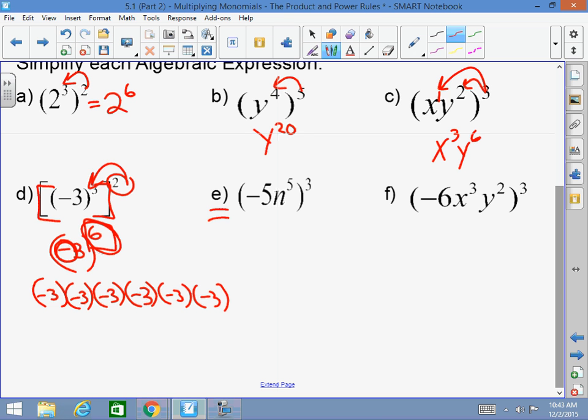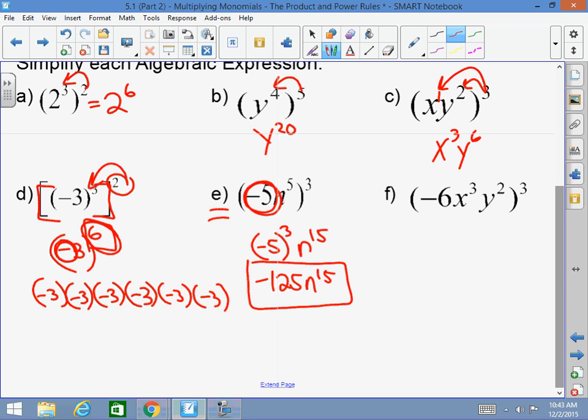So this is negative 5 to the third. Make sure that when it's in parentheses like this, you keep it in parentheses. This is negative 5 to the third and n to the 15th. Very good. Negative 5 to the third: negative 5 times negative 5 is 25, times the third negative 5 would be negative 125 n to the 15th. Did everyone see where that negative 125 came from, my brothers?